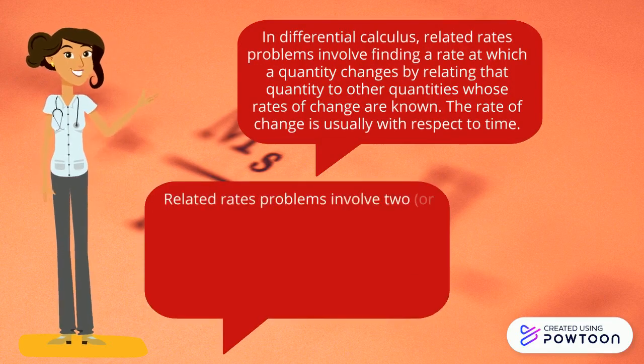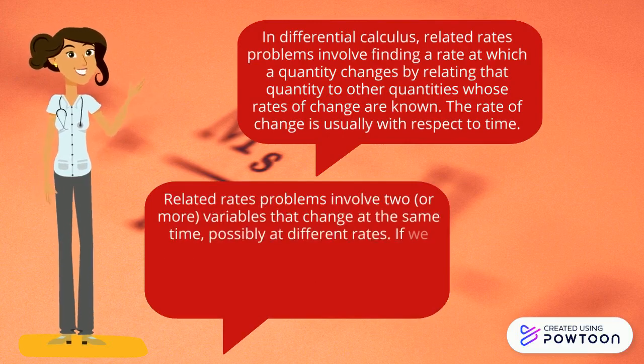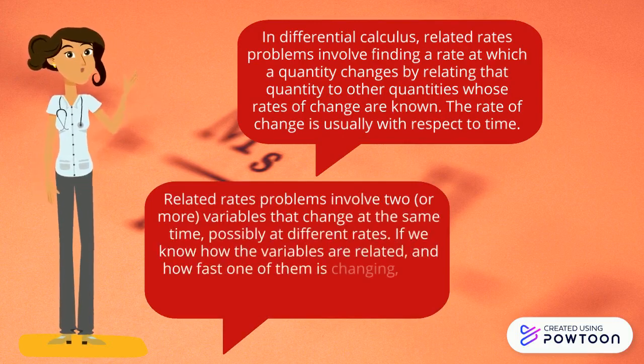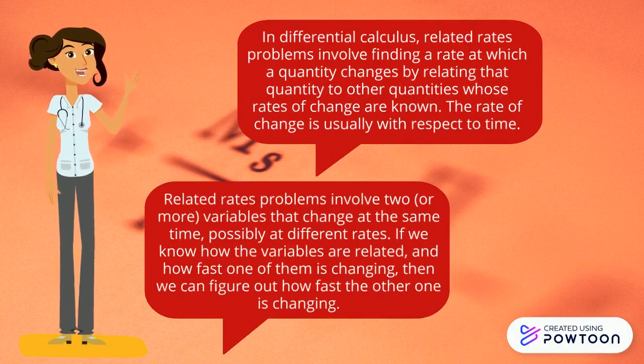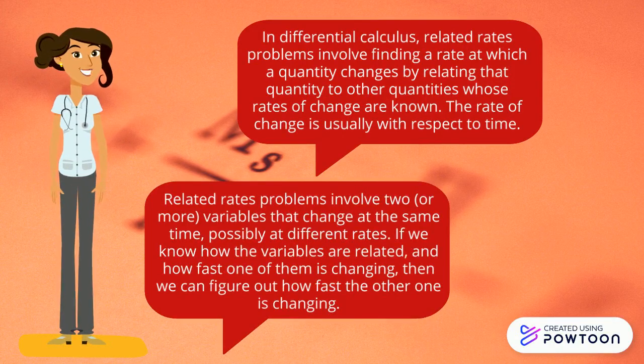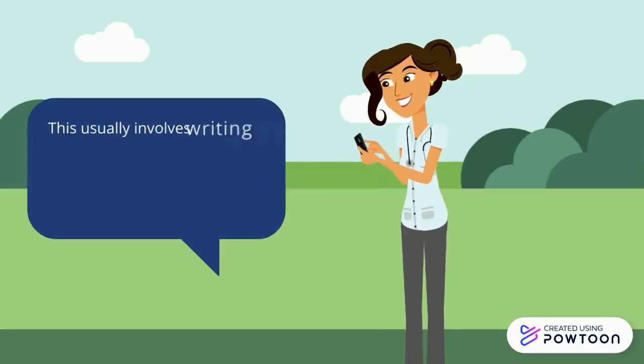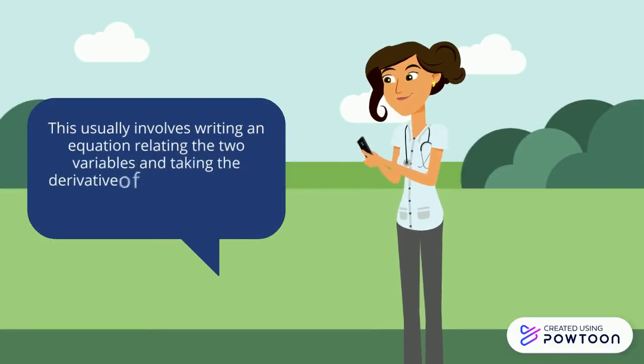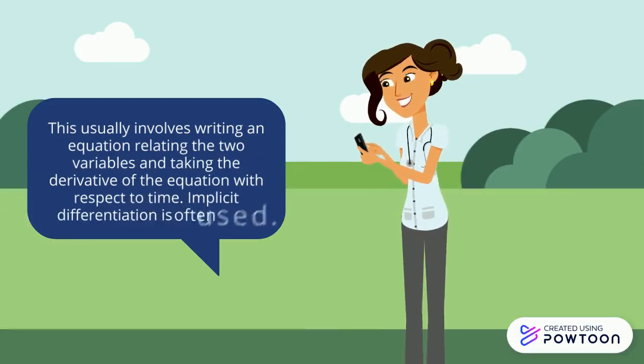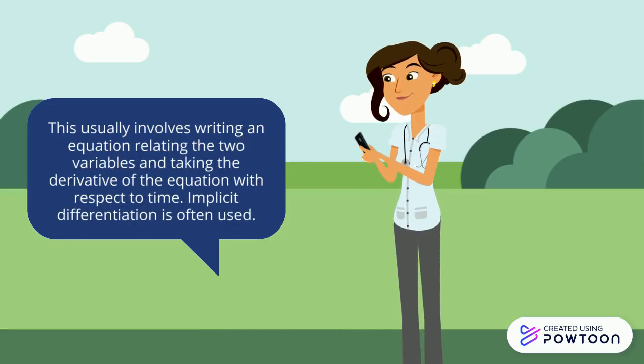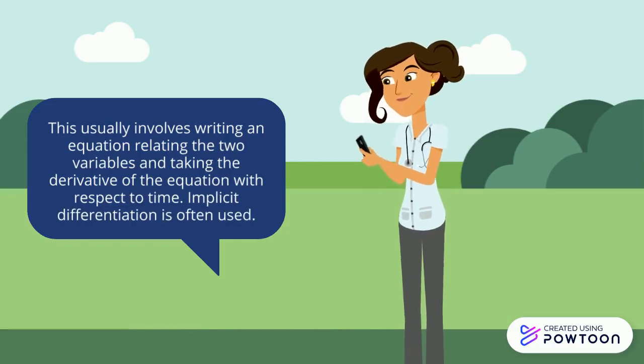Related rates problems involve two or more variables that change at the same time, possibly at different rates. If we know how the variables are related and how fast one of them is changing, then we can figure out how fast the other one is changing. This usually involves writing an equation relating the two variables and taking the derivative of the equation with respect to time. Implicit differentiation is often used.